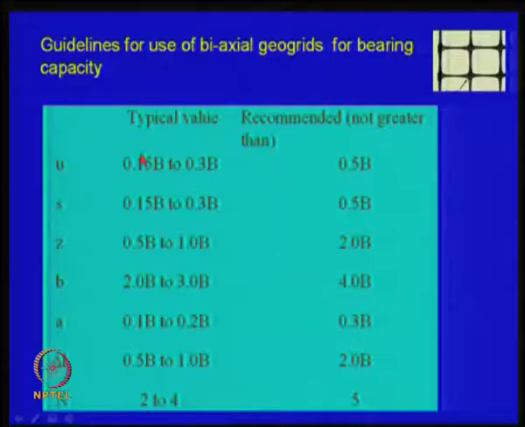So, the typical numbers are that the first layer of reinforcement U is 0.15 B to 0.3 B. The recommended value is 0.5 B; in fact, research shows that 0.3 B is alright, but then they go for 0.5 B. Then the spacing between the two reinforcing elements, again 0.5 B. Then Z is another number, B is the width, there are various elements involved here, and the number of elements, he says 5.